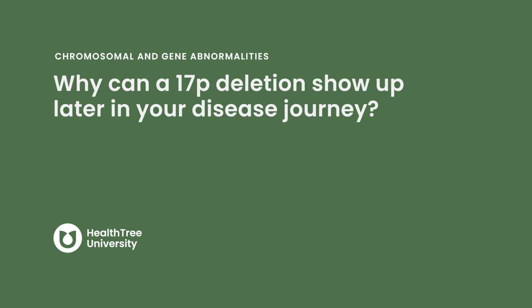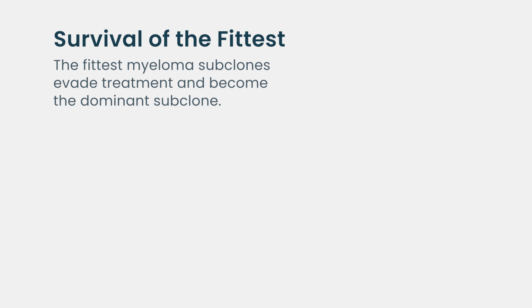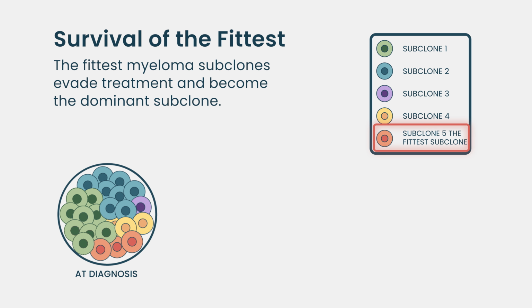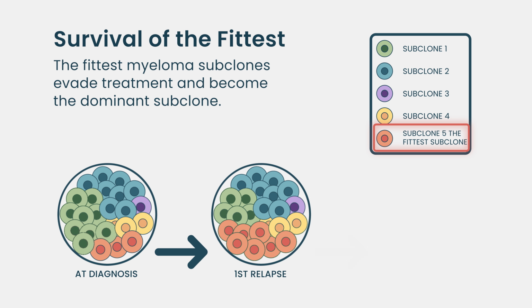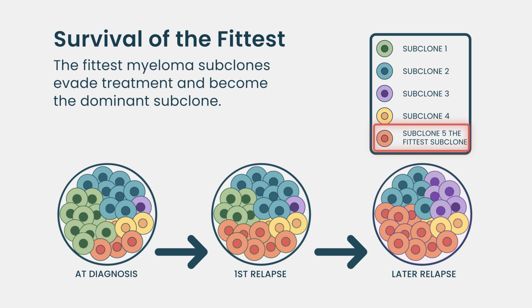Why can a 17p deletion show up later in your disease journey? Well, something's changed in the myeloma as it's been exposed to certain medications or just as it's been present for a long period of time. It's one of the ways that the myeloma has figured out how to survive and grow. And unfortunately, 17p deletion can be associated with more aggressive relapses, for instance, maybe more rapid relapses or relapses in unusual locations like extramedullary sites.